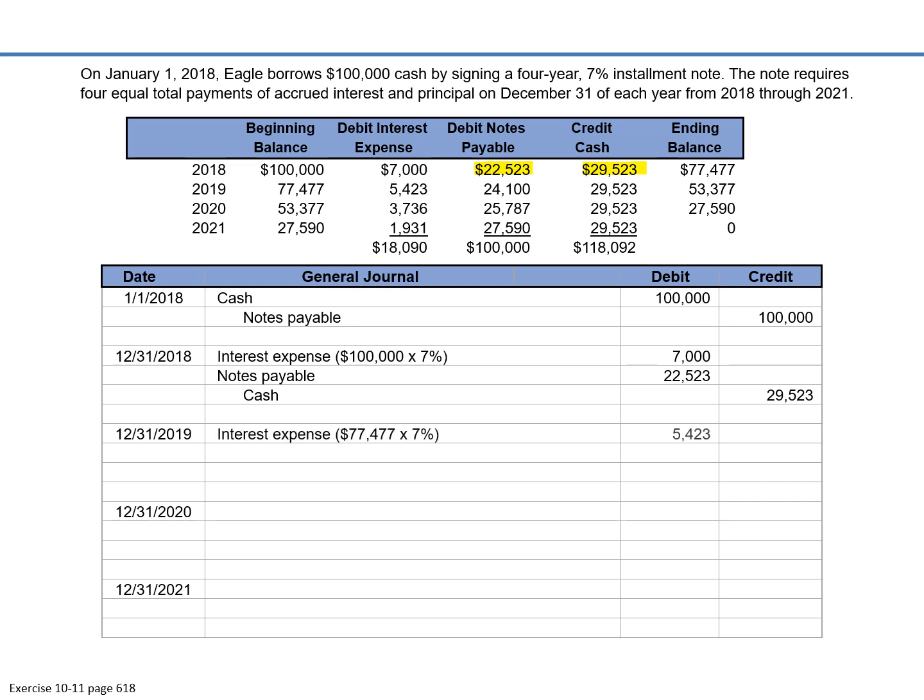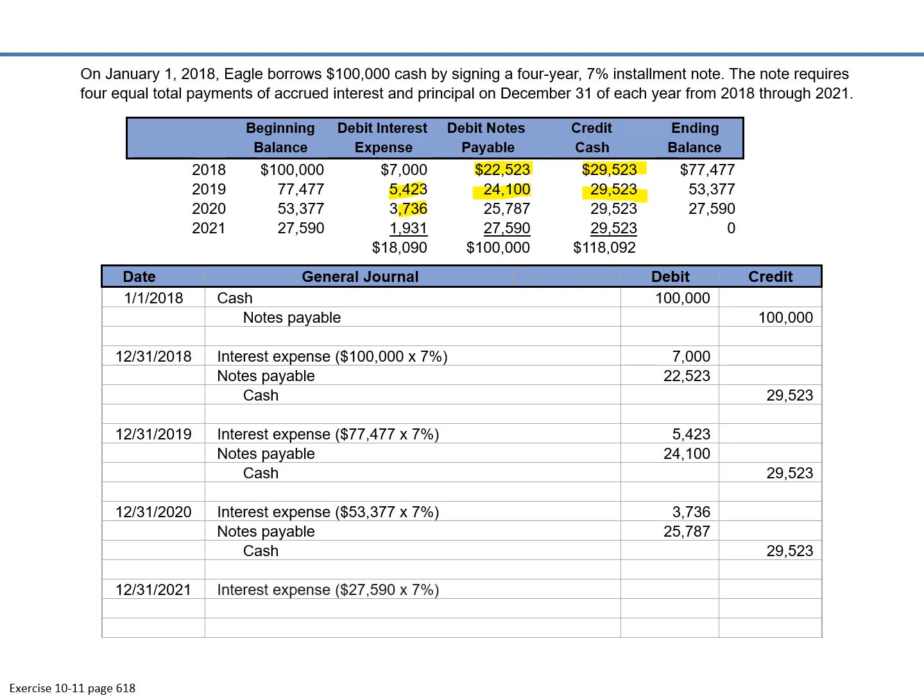Then our second payment is going to be a debit to interest expense, debit to note payable, and credit to cash. Then our third payment is going to be a debit to interest expense for that 3,736, debit to notes payable for 25,787, and credit to cash. And then our final payment is going to be a debit to interest expense for 1,931, debit to notes payable for 27,590, and credit to cash.